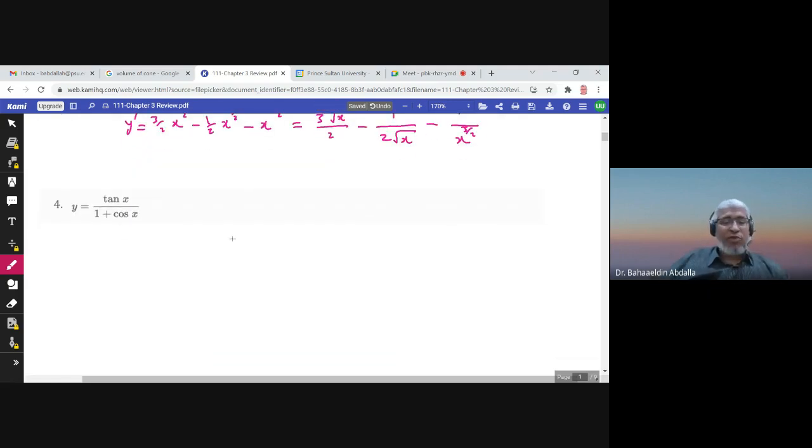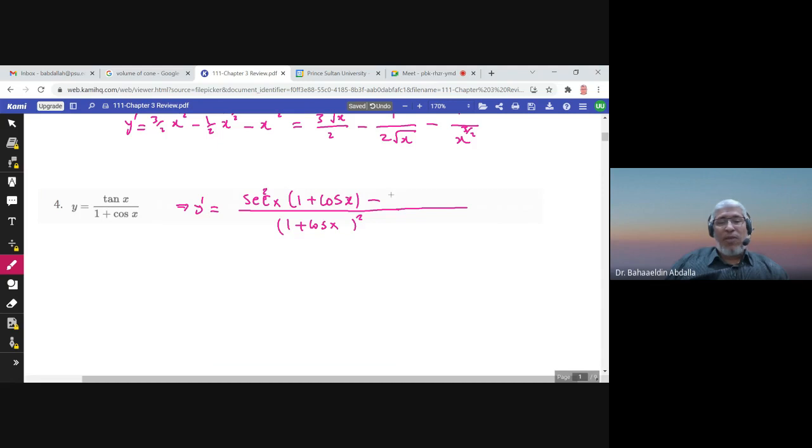Here I use the quotient rule. So 1 plus cosine x all square. And then the derivative of tan x is secant square x. Of course, you have to study the chapter well before you solve these exercises, because everything depends on the formulas we studied in the chapter.